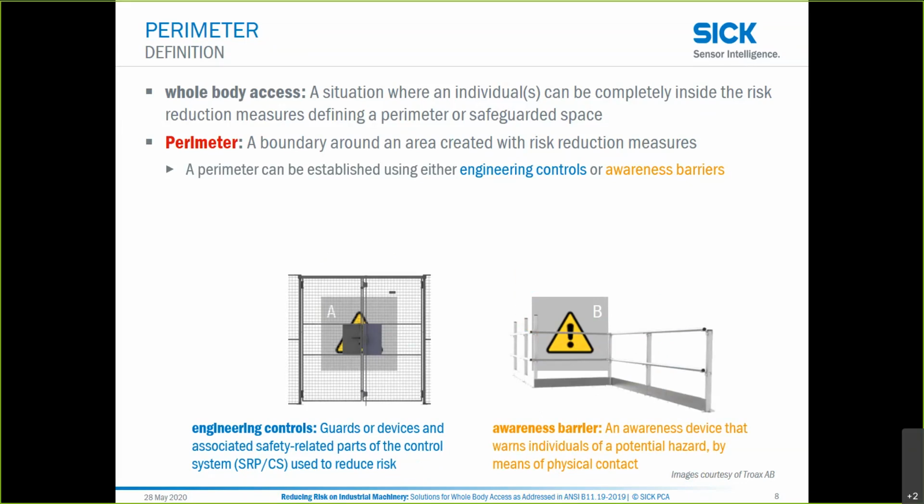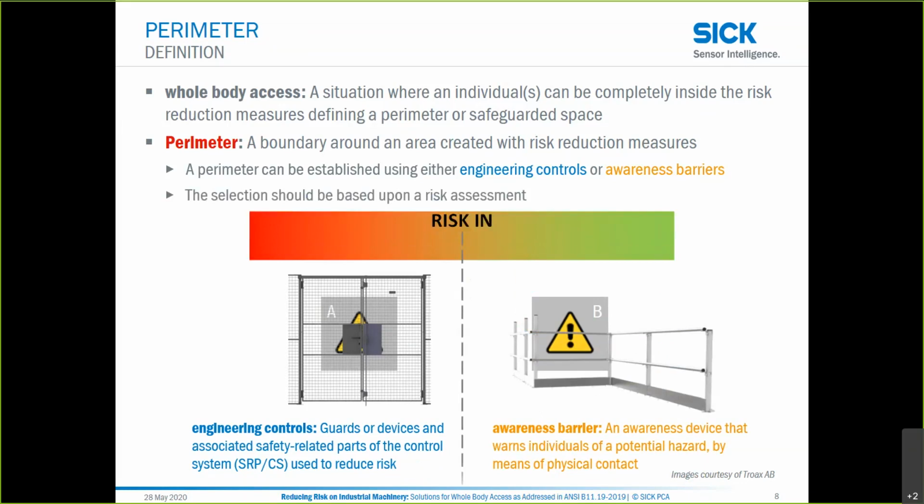So both of these are perimeters. And which one we select for any risk application is going to be based on the level of inherent risk, which means that risk assessment helps us determine where and when to apply what type of measures.